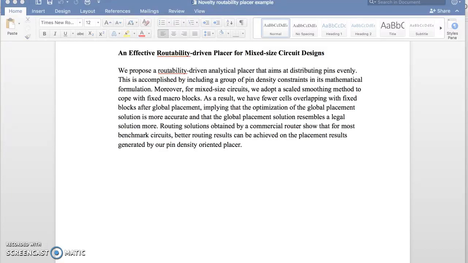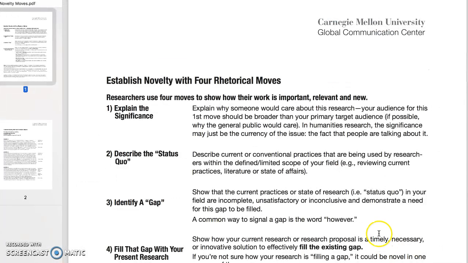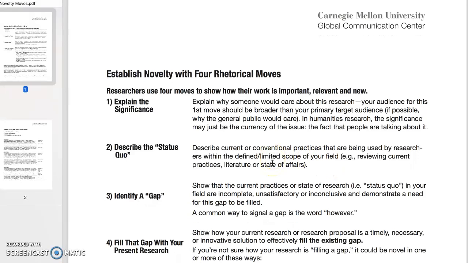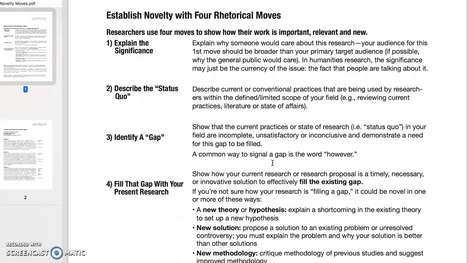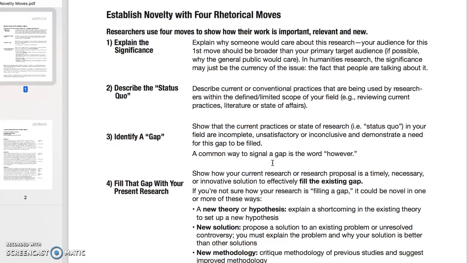And I think it would be helpful to look at a handout so that we can better understand what they are and some examples of how they can work and improve an abstract. So here is the handout, and this is how we can establish novelty with 4 rhetorical moves. So researchers use 4 moves to show how their work is important, relevant, and new.